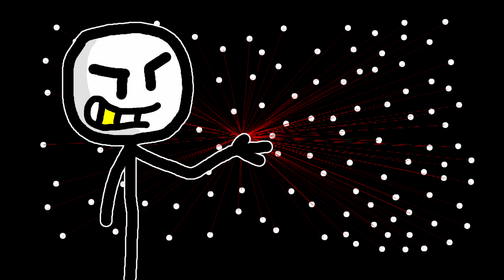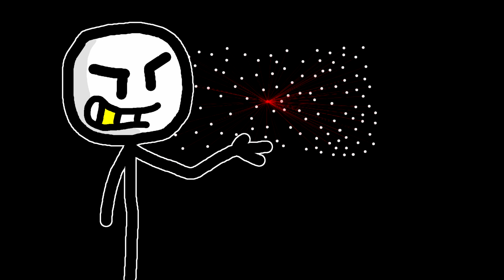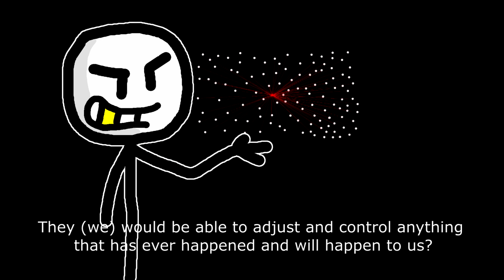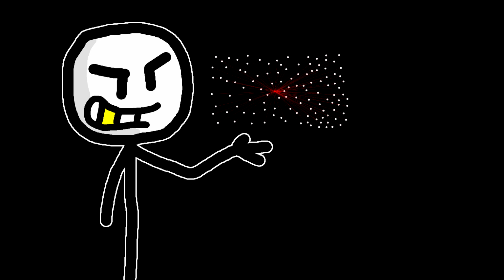So what if someone at some point in time gained access to this dimension? What would happen to us now? We would be able to adjust and control anything that has ever happened and will happen to us? Oh, this is not mind-bending enough. Should I say absolutely nuts? Well, and think of it this way.